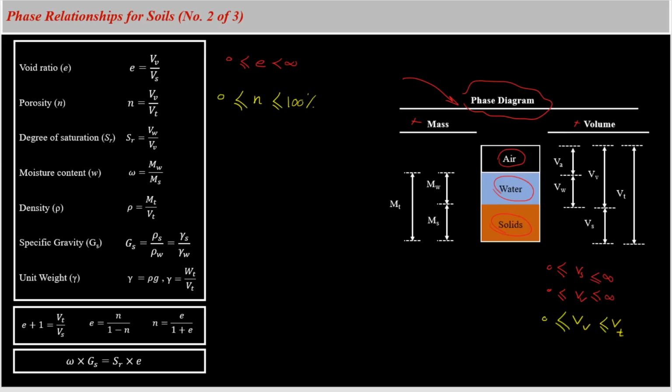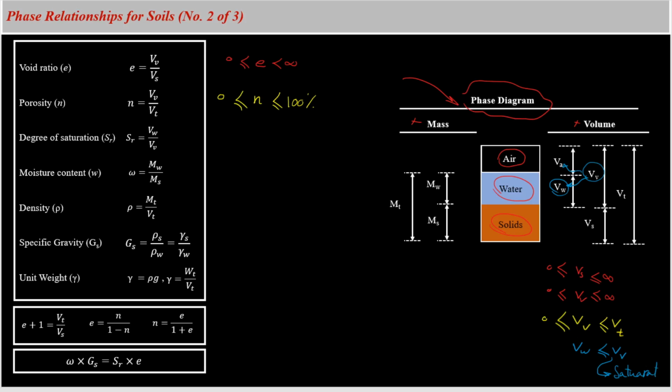The degree of saturation is the volume of water divided by the volume of void. And similarly, as the volume of void is the volume of water plus air, the volume of water is always smaller or equal to the volume of void. And when it's equal, the sample is fully saturated.